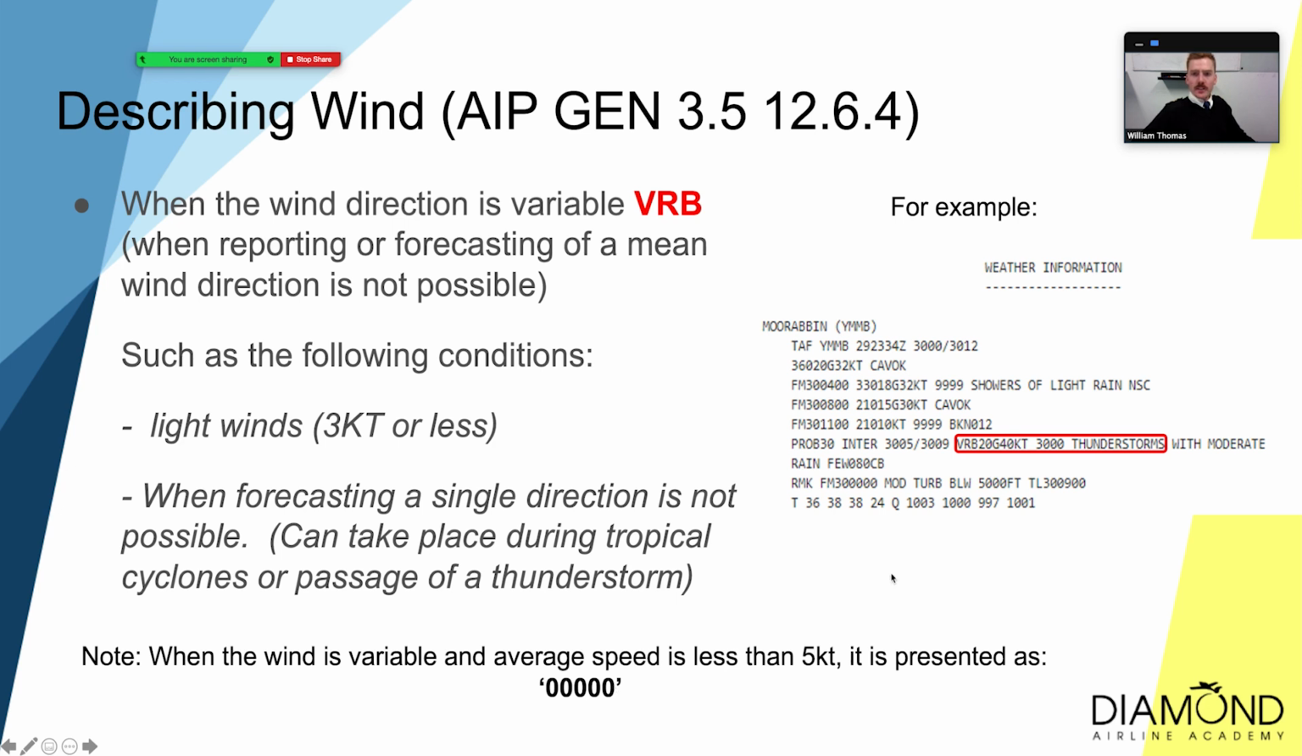Over in this TAF on the right-hand side, we've got a line, this probability 30% inter period. Between the 30th day of the month, 0500 to the 30th day of the month, 0900, wind variable, average 20 knots, gusts of up to 40 knots. So there's an example of variable wind.